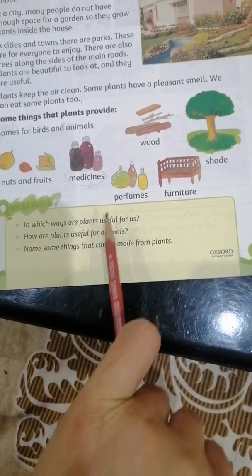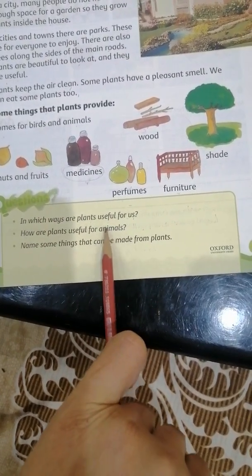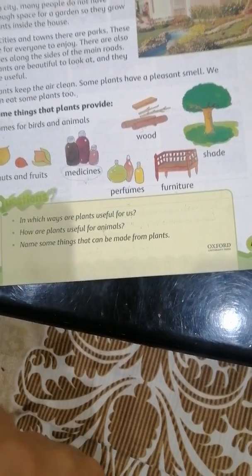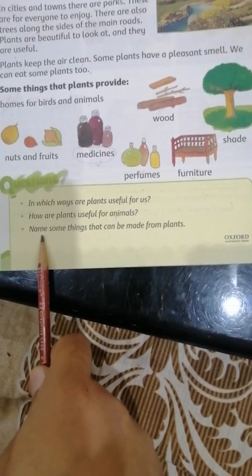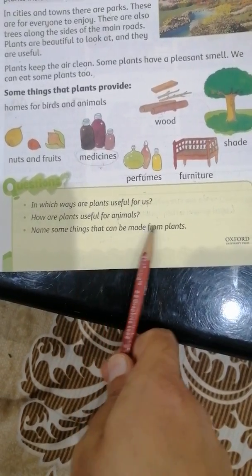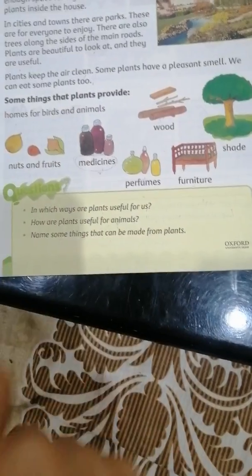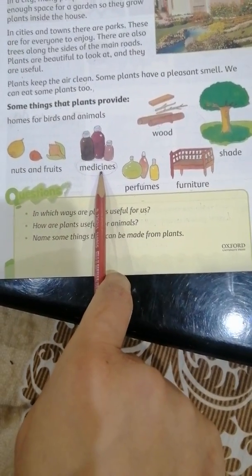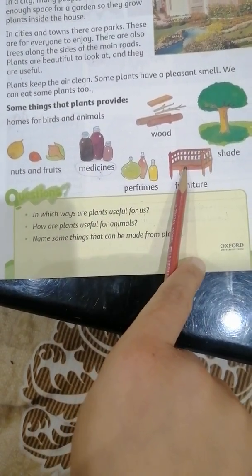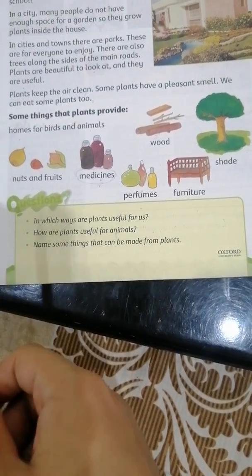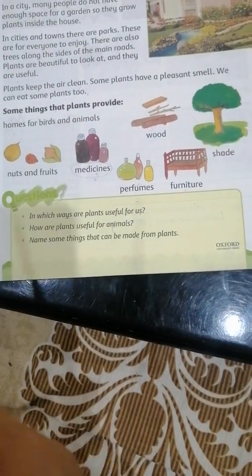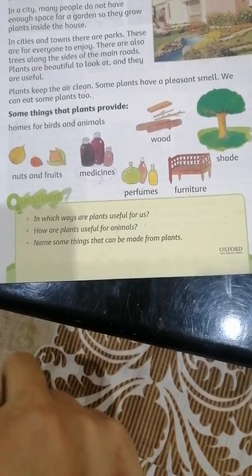So they provide food and shelter for animals. Shelter means a place to hide in, a place to live in. Okay, name some things that can be made from plants. We can make medicines from plants, like we just discussed. We can make furniture from plants. We can make buildings, where the wood is being used. What else? Think of some other things that we can make from plants.